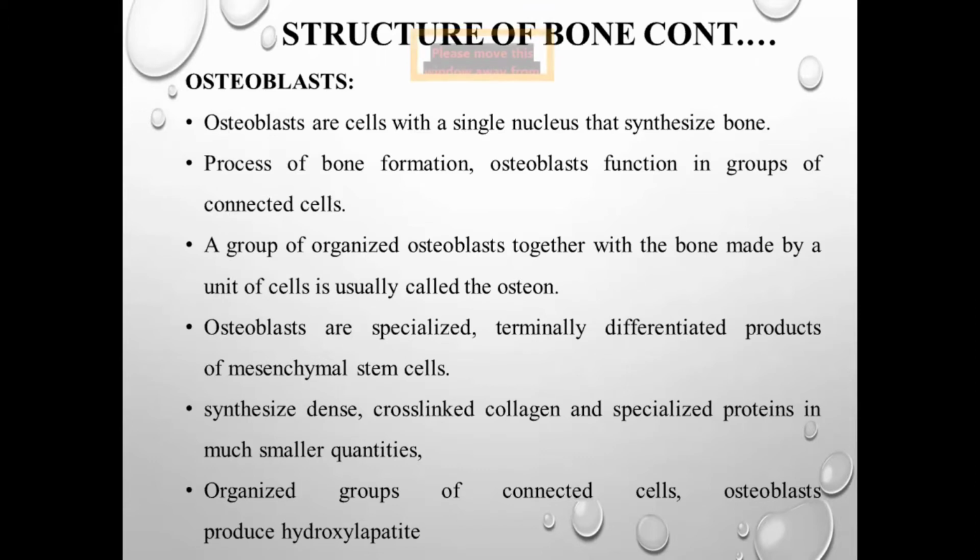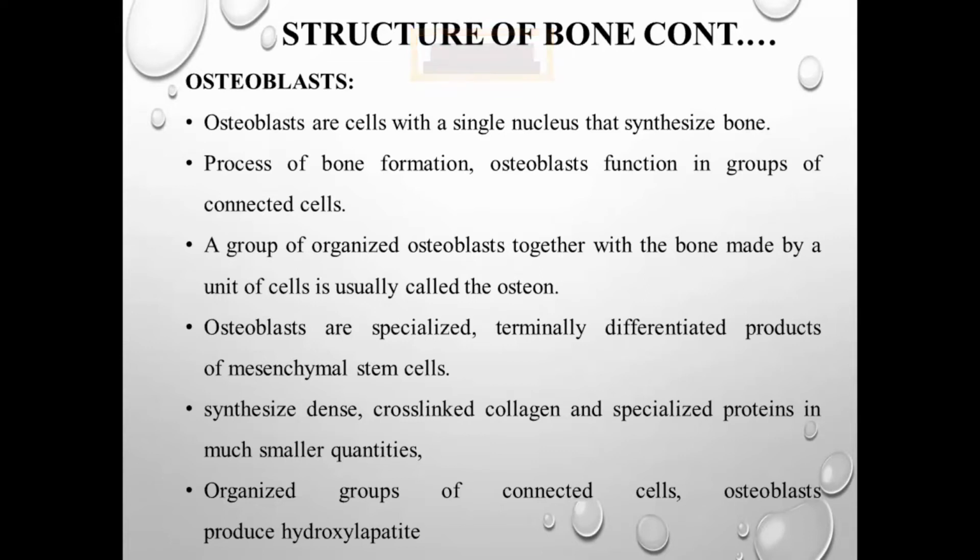The osteoblasts are the specialized, terminally differentiated product of mesenchymal stem cells. So the bone is developed by the mesenchyme. There are a lot of stem cells in the embryo, so usually the bone is developed from the mesenchyme. There are three different cells present, where the mesenchymal stem cells are responsible for the development, or the ossification, of the bone.